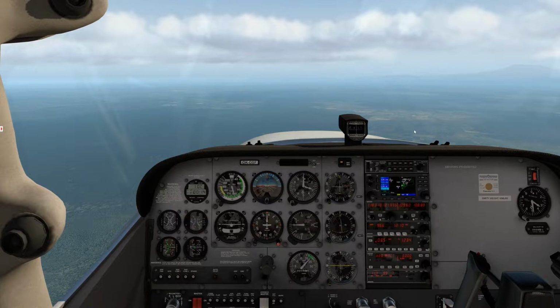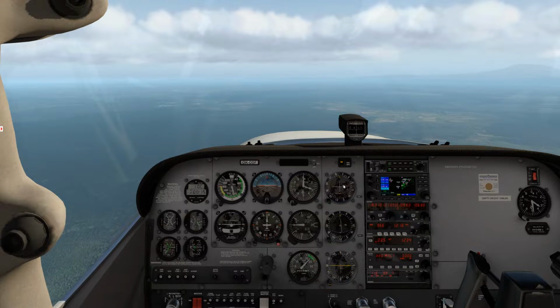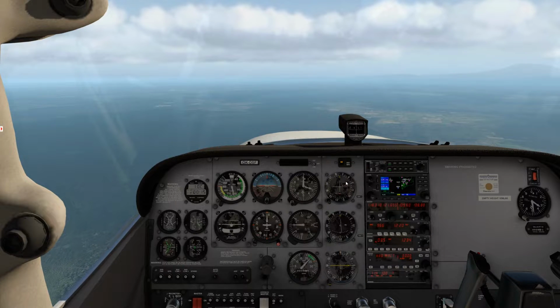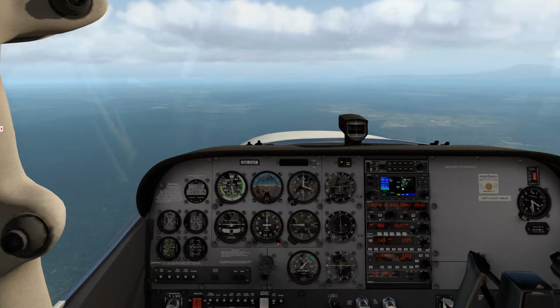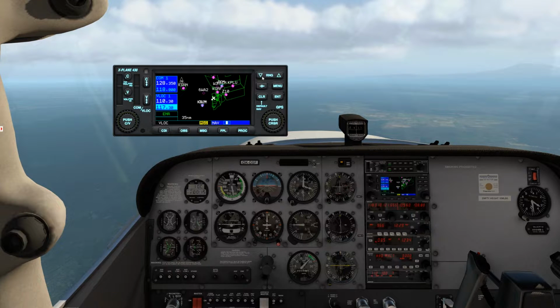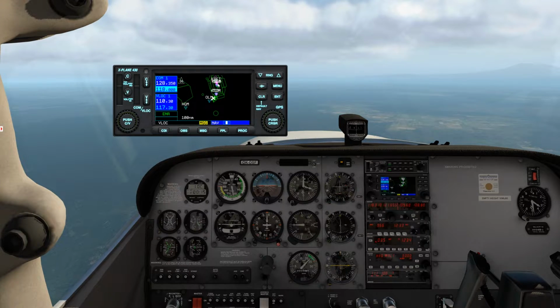Now you'll notice that on your nav 1, which is this right here, or your VOR ILS 1, it's not picking up any frequency. And that's because at this point I'm too far away from the airport to detect the actual frequency of the radio system. If I were to show you how far away I am, sorry, wrong way, that's Seattle.